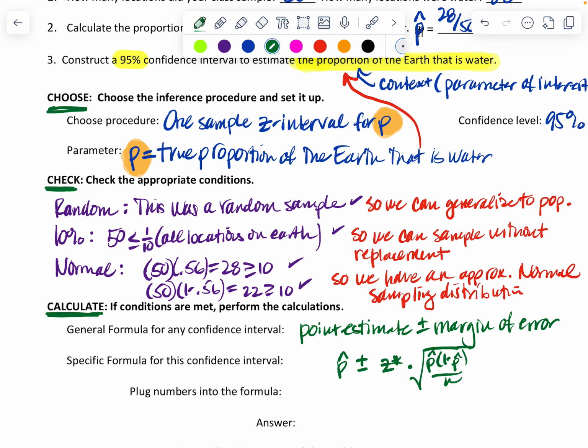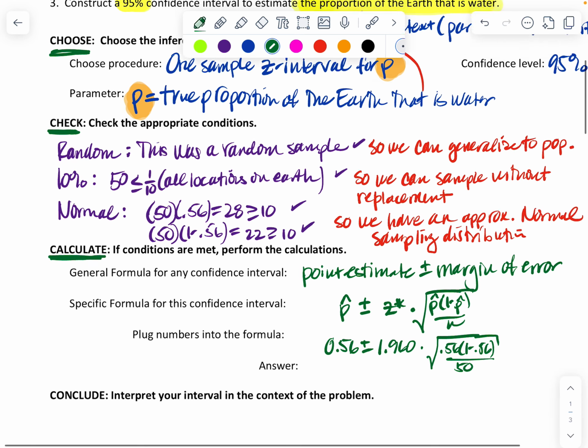So our p hat was 0.56. We're doing a 95% confidence interval, so the z star for 95% is 1.960. Then our standard deviation will be the square root of 0.56 times 1 minus 0.56 over 50. And then we do the calculations on that to get our answer.